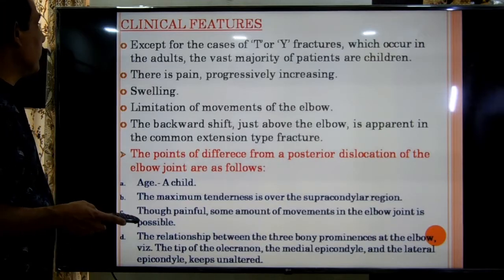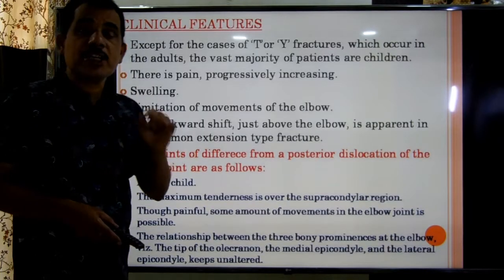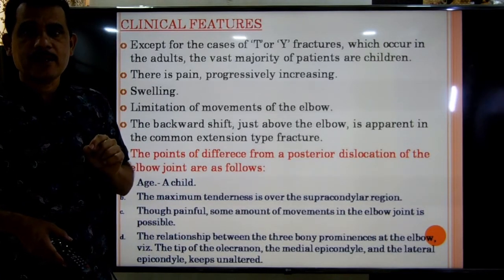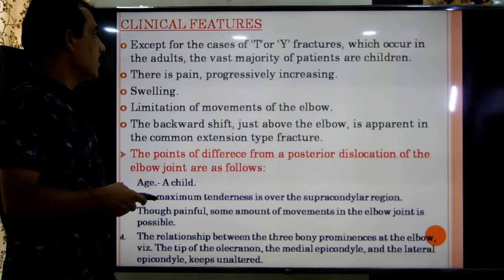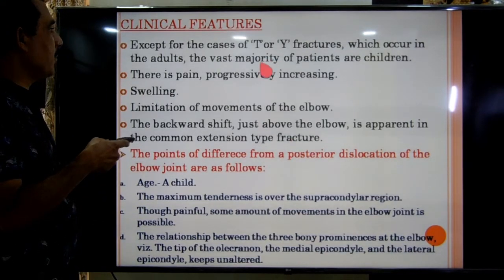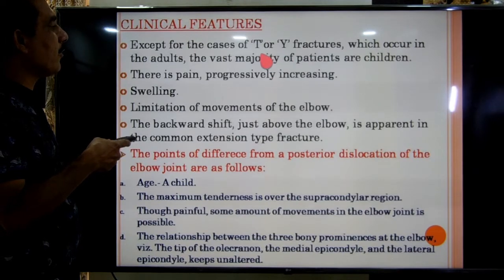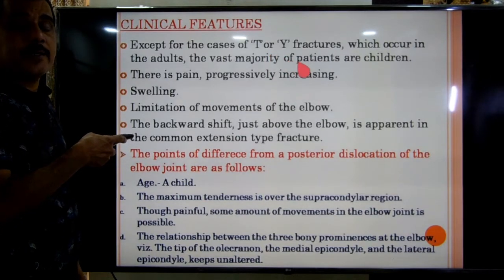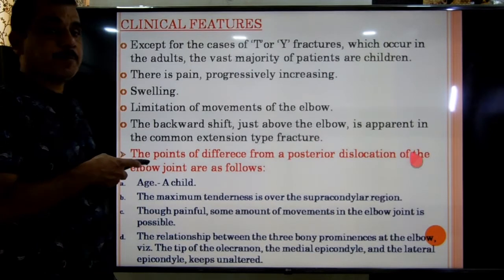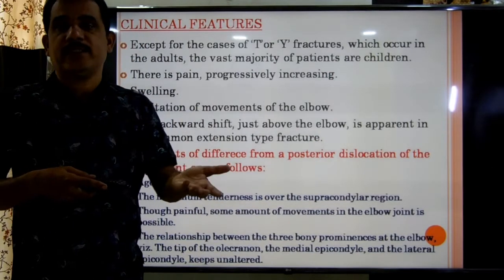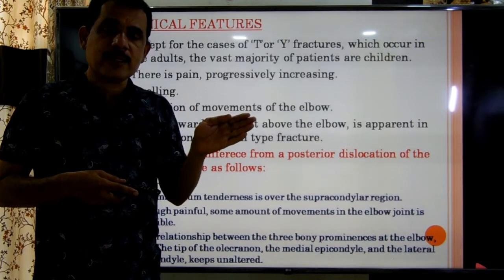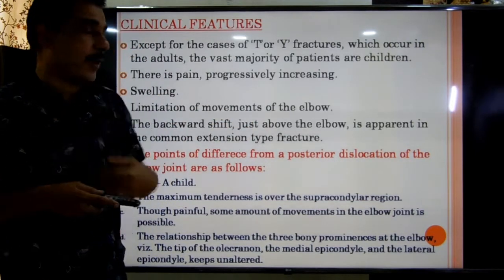Clinical features: the first one, except in a T or Y fracture, the patient is commonly a child in the majority of cases, while in a T or Y fracture, the patient is an adult. Second, there is pain which is progressively increasing. At the time of fracture there is less pain, and as time passes, the pain increases.